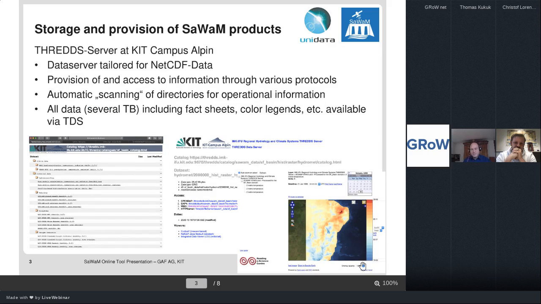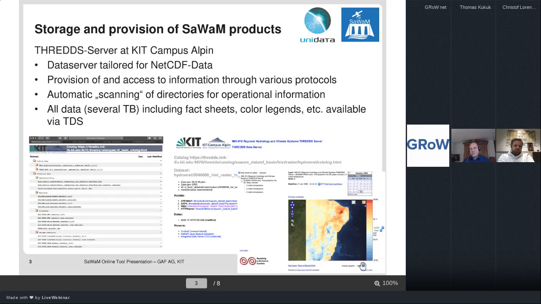The data we are using comes from all the partners in the SaWaM project. So we are in total 9 partners here, and 7 of them are providing data and information layers, which are collected at the KIT in Garmisch at the THREDDS server. This is a technique from Unidata. This data server is tailored for large data sets, mainly the NetCDF data. It provides special protocols and tools to access this information and provide it in a good way.